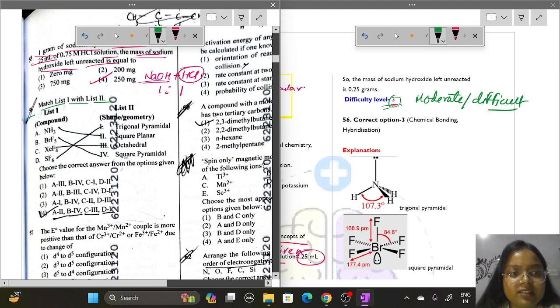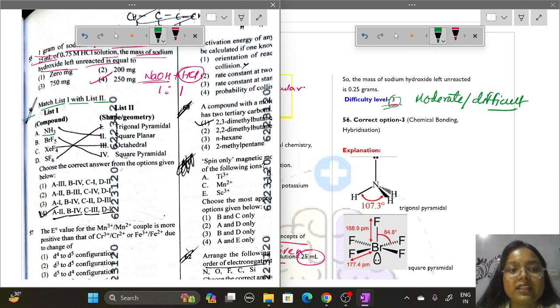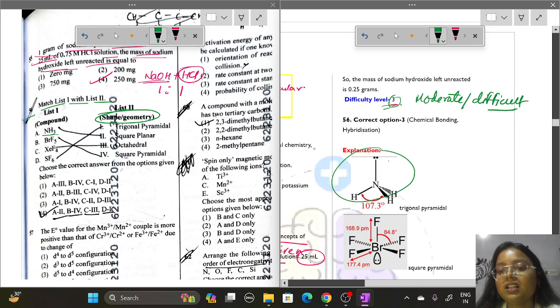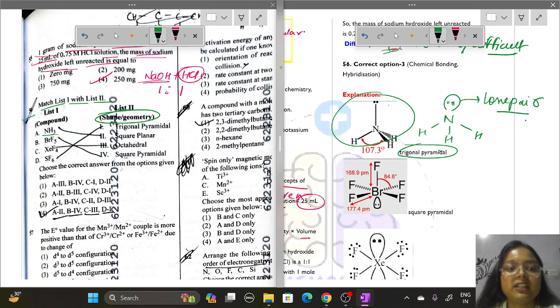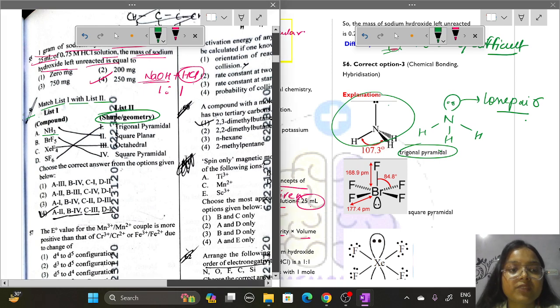Match list 1 with list 2. For NH3, we have to simply find out the shape or geometry of the compound. What is the geometry of NH3? This is the structure of NH3, and it comes out to be trigonal pyramidal. Why is it trigonal pyramidal? It looks like a tetrahedral shape, but it is trigonal pyramidal because of the presence of a lone pair of electrons. So option A will be trigonal pyramidal, right?